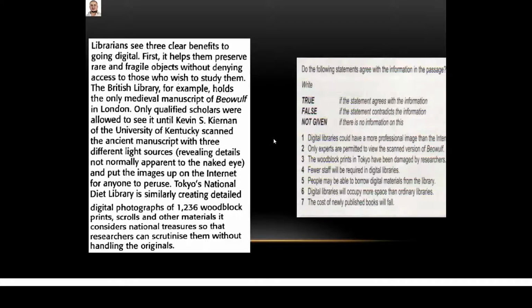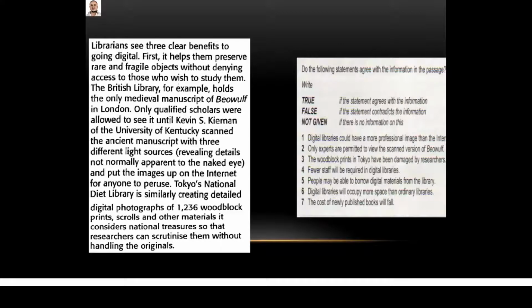Number 3. Let's see number 3. The woodblock prints in Tokyo have been damaged by researchers. Let's see. Tokyo's National Diet Library is similarly creating detailed digital photographs of 1236 woodblock prints, scrolls, and other materials it considers national treasures so that researchers can scrutinize them without handling the originals.